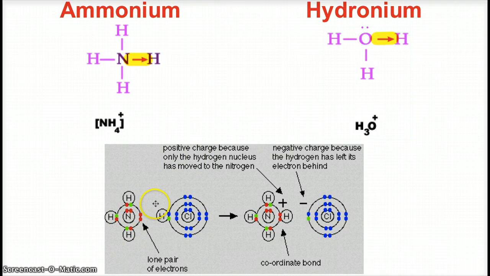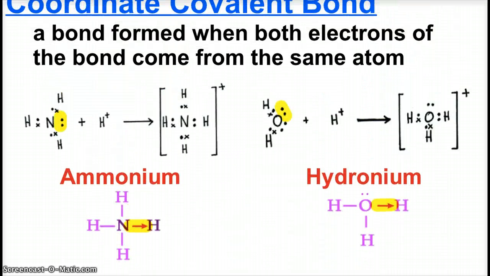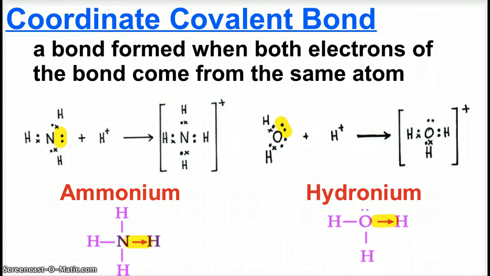Like if we have ammonia and hydrochloric acid, then ammonium there has a positive charge because only the hydrogen nucleus moved over to the nitrogen, because the bond is with the lone pair from nitrogen. The negative charge is left on the chloride ion because the hydrogen left its electron behind. And then again, there is the coordinate covalent bond. Not heavily tested, but something good to know, especially since we'll use some of that information later in the year.